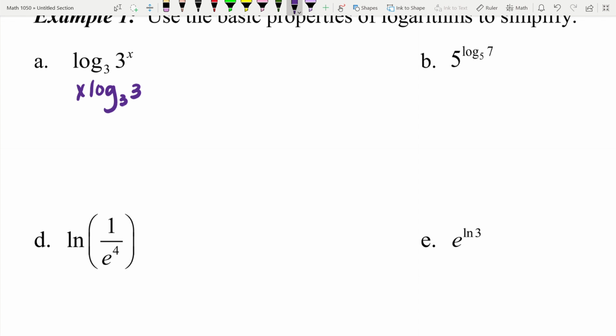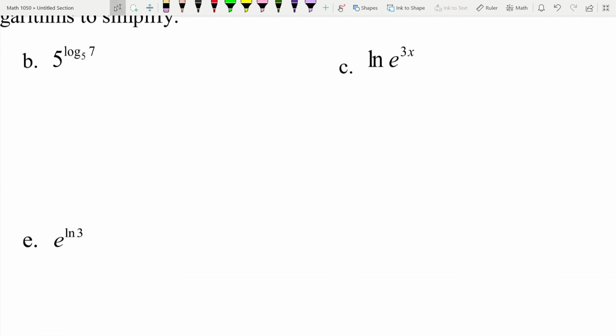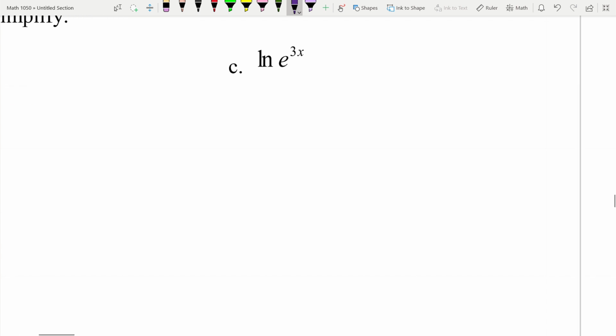What is log base 3 of 3, everybody? 1. 1 times x is x. There you go. Okay? Question B, all you have to do is just look at it and remember. So this is 5 raised to the log base 5. What's my answer, everybody? 7. Easy. Know the rules. That's all you have to do.